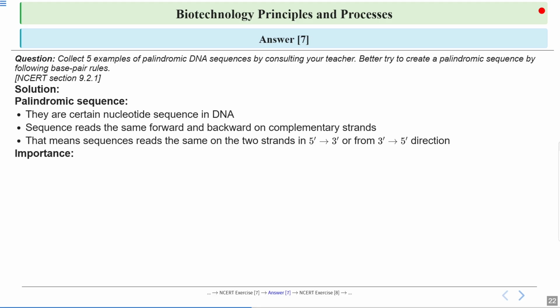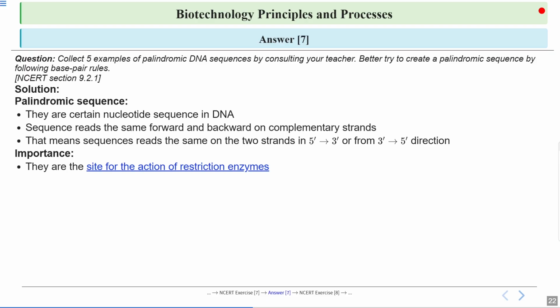Now, what is the importance of the presence of these palindromic sequences on the DNA? Let us understand that. They are the site for the action of restriction enzyme. Many enzymes, restriction enzymes, cut the DNA at these palindromic sequences. It means their restriction site is very specific, where they can cut, and that does not get changed from time to time. It will always be the same for one particular restriction enzyme.